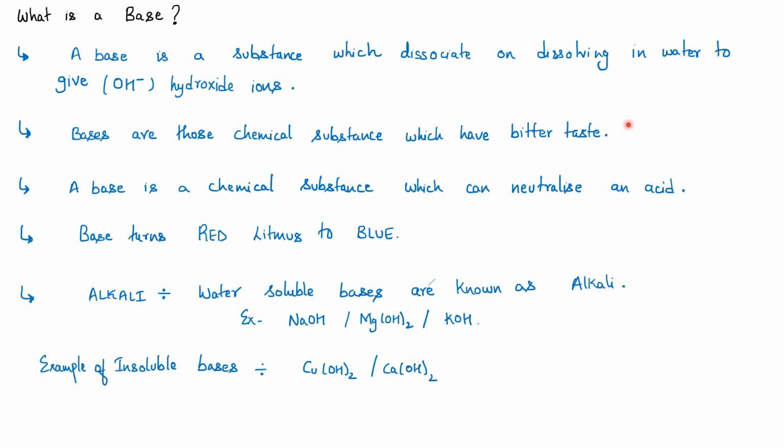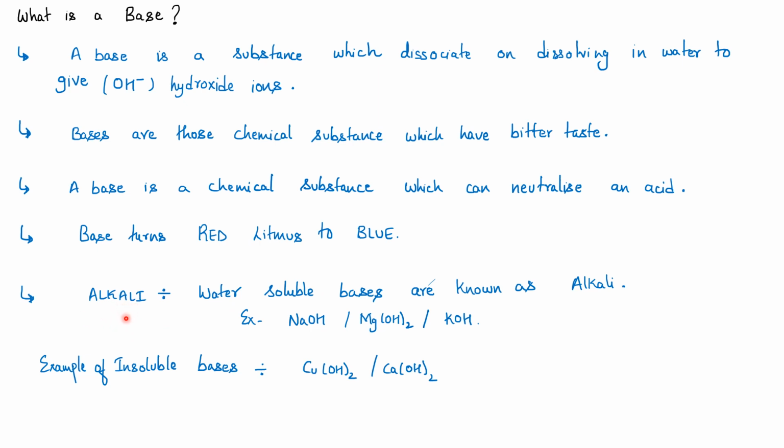And bases are those chemical substances which have a bitter taste. This is a property, not a definition. The first point is the definition, the second point is a property. A base is a chemical substance which can neutralize an acid. As you all know, when an acid and a base come in contact, they give a neutralization reaction and we get a salt as product and water. Okay, a base turns red litmus to blue, just as an acid turns blue litmus to red, just the opposite. Bases turn red litmus to blue.